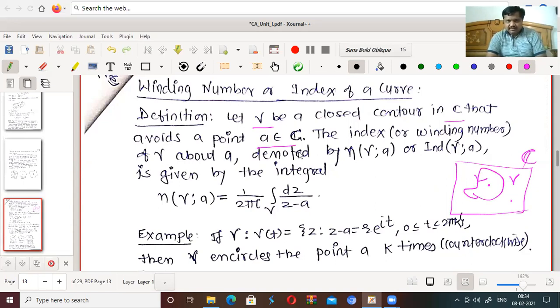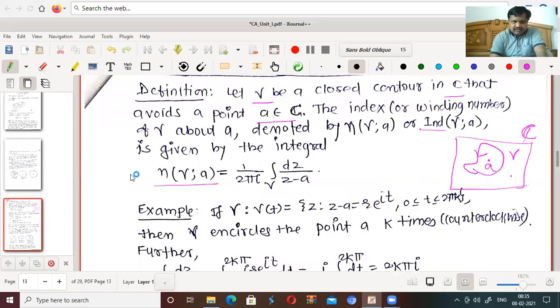The index or winding number of gamma about this point A is denoted by n of gamma A or ind of gamma A, ind for index, which is given by the integral: n of gamma about point A is equal to 1 upon 2 pi i times the integral over gamma of 1 upon z minus a with respect to z. That is the definition for index or winding number of gamma.